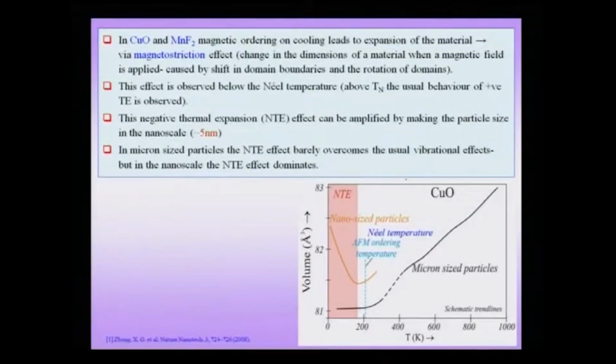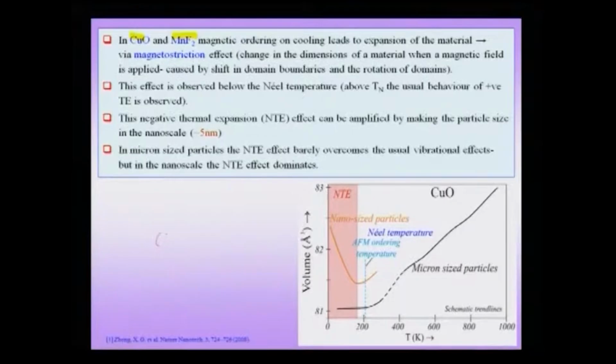Now, there is another reason why you could have negative thermal expansion, and this is seen beautifully in systems like cobalt or copper oxide or manganese fluoride, MnF2. Both these are antiferromagnetic materials, though we have not yet dealt with magnetic properties of nanocrystals in detail, and we will take up some of it in a lot of detail in some of the coming lectures.